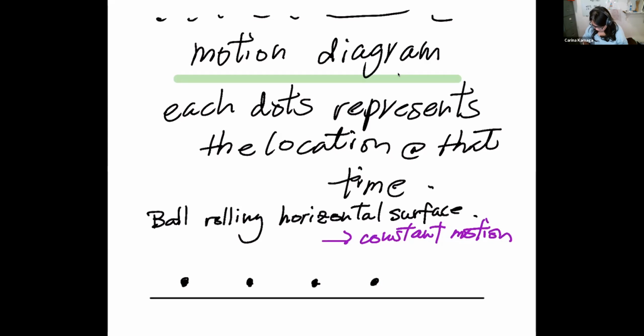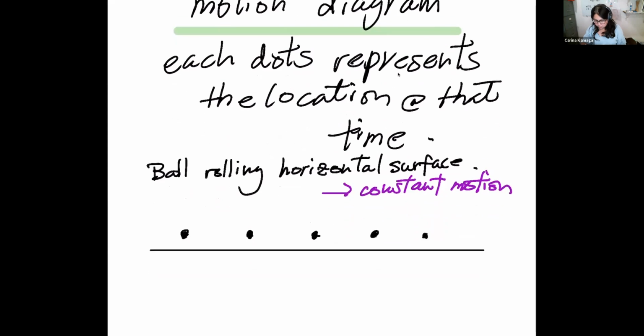It's almost like you're taking a picture at the same time interval and superimposing them on top of each other on the same picture. Then you see that the interval between these dots is equally separated. So that's when they're in constant motion.